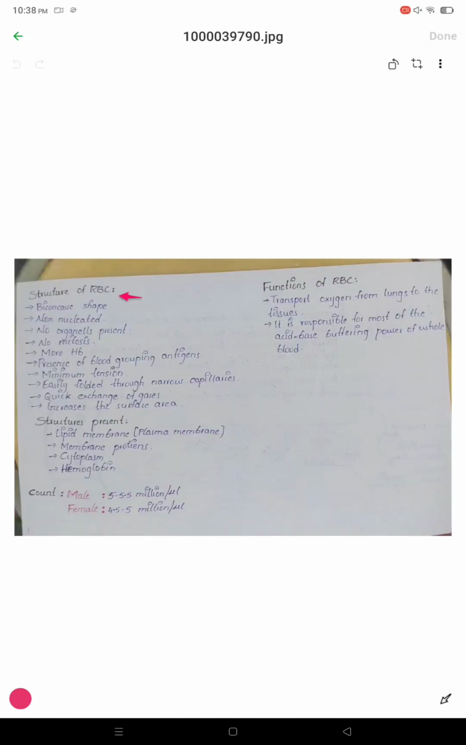Now we go through the detailed structure of RBC. RBC is non-nucleated, with absence of organelles and also of mitosis. We already discussed shape and hemoglobin content, and the next characteristic is presence of blood grouping antigens, which are helpful in finding blood groups. This RBC structure has minimum tension. Due to this, it easily folds through narrow capillaries. Because of the biconcavity, the RBC structure shows large surface area and quick exchange of gases takes place.